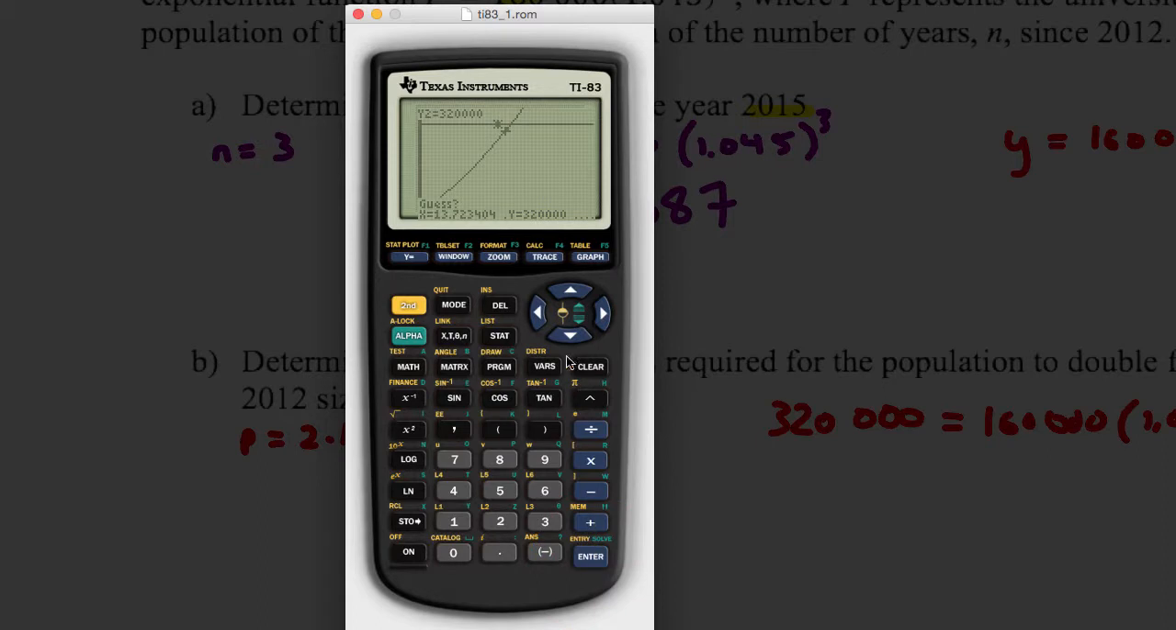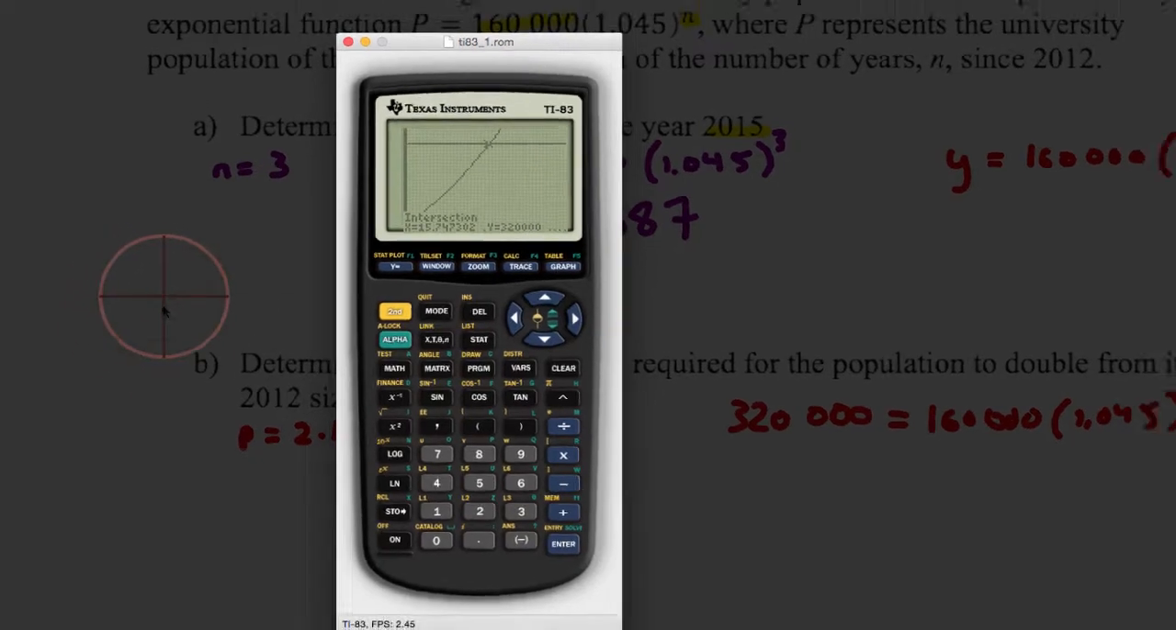So I hit enter again, and then it says guess. So now what I'm going to do is I'm going to guess, in other words, put the thing as close as I can. So I'm hitting this arrow, and that looks about where it belongs. And I hit enter, and it will tell me that the intersection, you can see the Y amount is 320,000, that's what we wanted, and it says the X amount is 15.7. So after 15.7 years, the population will have doubled.